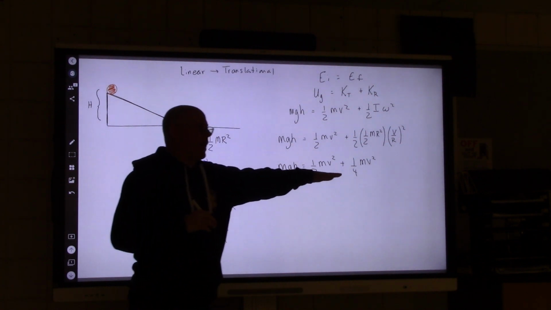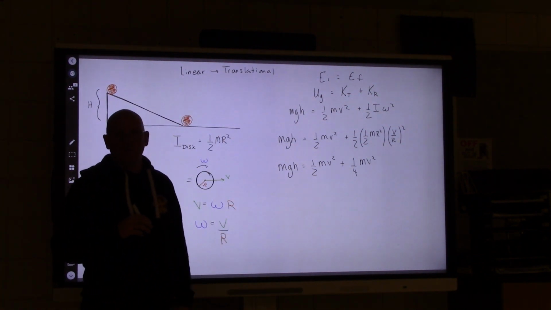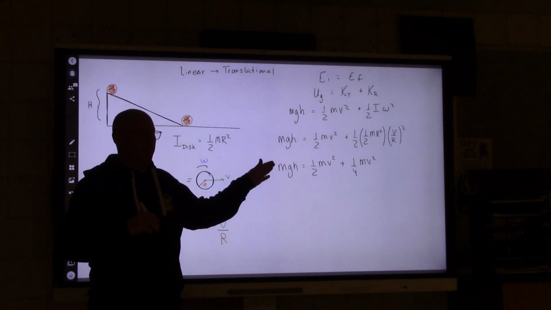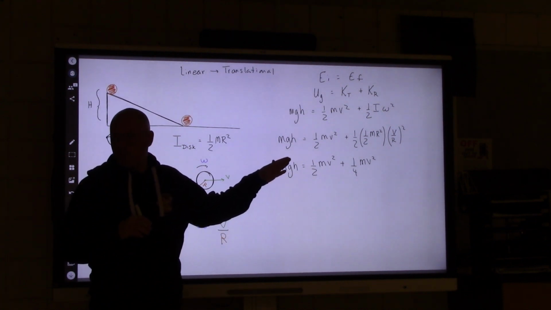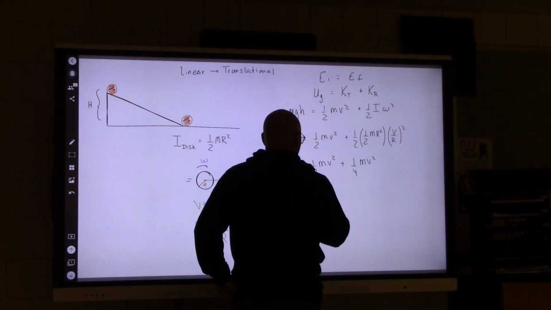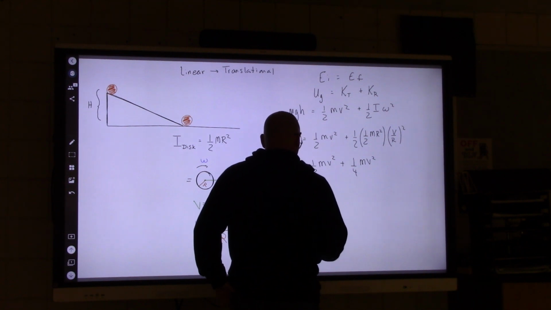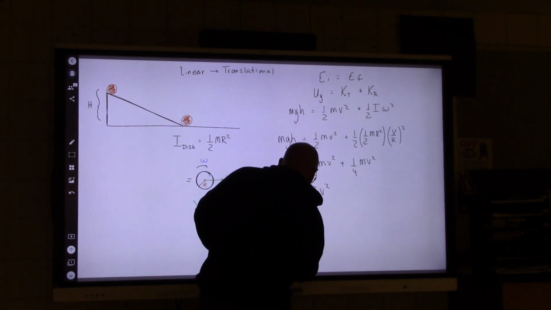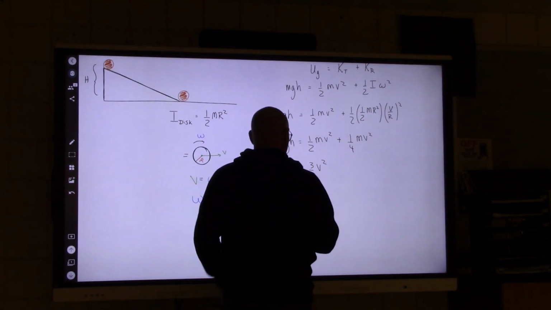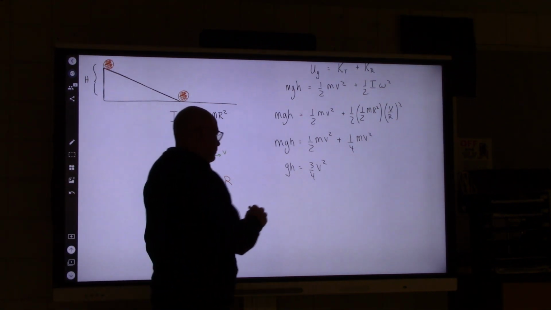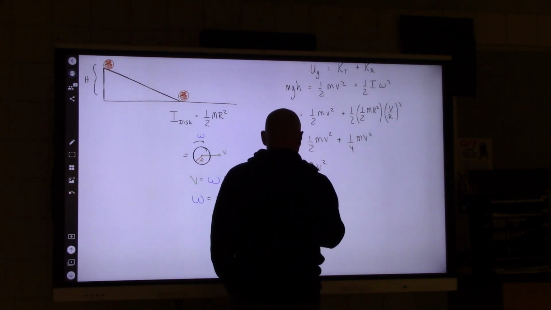So I can combine these two on the right. What's a half plus a quarter? 3/4, right? Does each term also have an m? Can I make those disappear? Yeah. So I end up with, on this side, gh is equal to 3/4 v squared. So v squared... Are we solving for height or for velocity? It's the velocity in terms of the height.